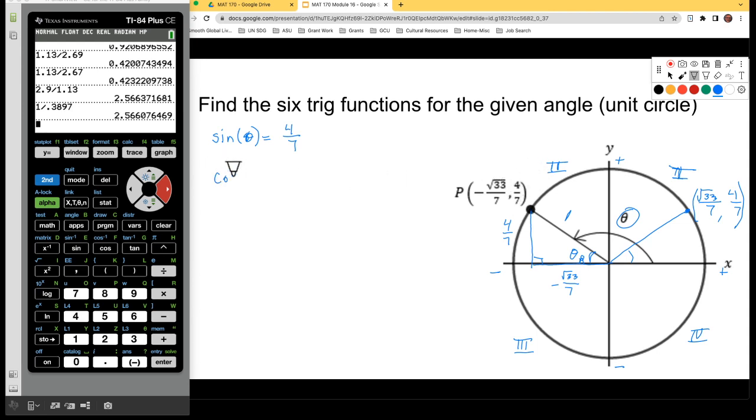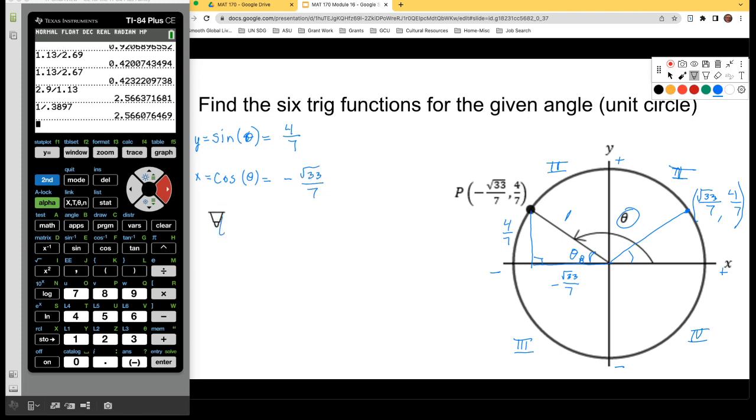Same thing with the cosine. It's just the x coordinate. So I'm going to put over here, sine really just equals y. Cosine really just equals x when we're dealing with the unit circle. Now, if it's not a unit circle, then the radius has some other value than 1. We have to remember to divide by the hypotenuse. Here we are dividing by the hypotenuse, but since it's 1, it doesn't change anything. Cosine is negative square root of 33 over 7.